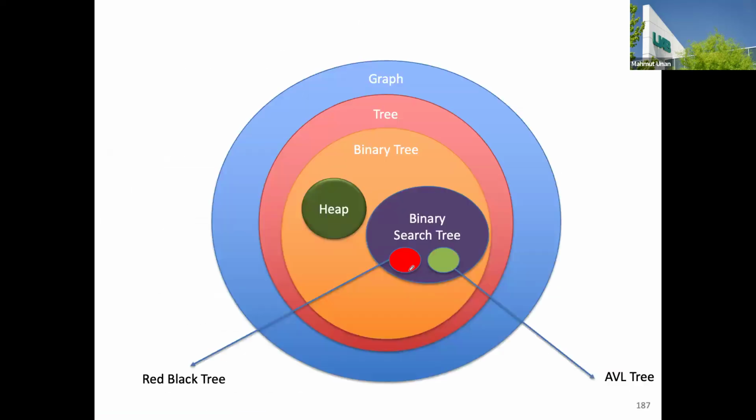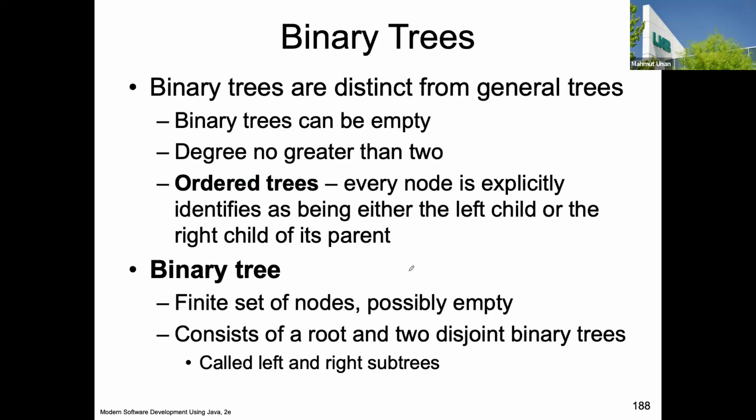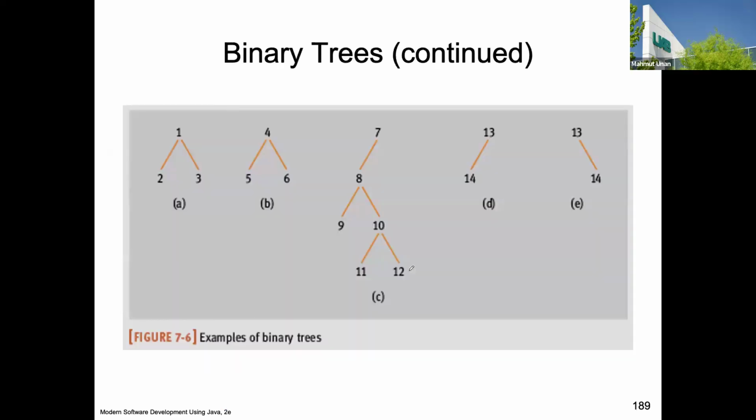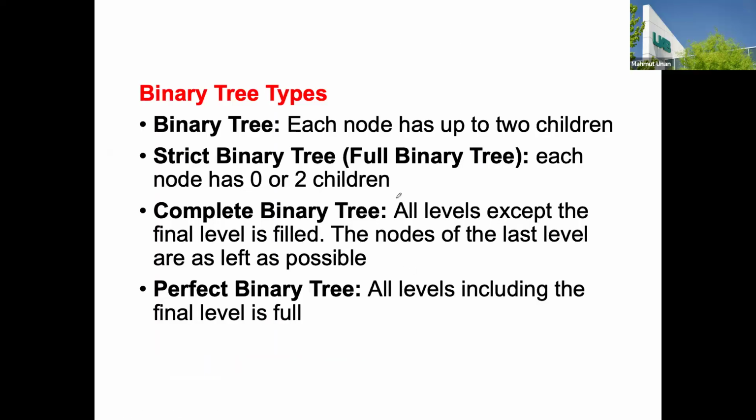And finally, we discussed the different types of trees, the binary tree, right? Up to 2 elements, we call it the binary tree. Strict binary tree, or sometimes we call it the full binary tree, is 0 or 2 children.